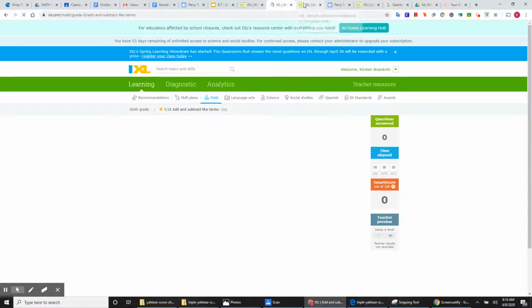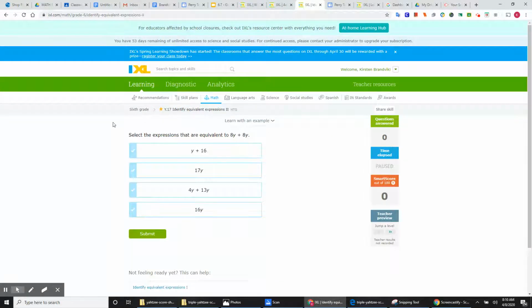Okay. And then for the next one, it says select the expressions that are equivalent to 8y. So you're looking for any of them that are equivalent to 8y plus 8y, which would equal 16y. So this one is going to be equivalent. This one would not be equivalent. This would not be equivalent. And 4y plus 13, that would be 17y as well.